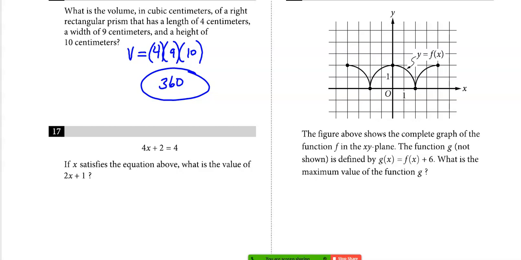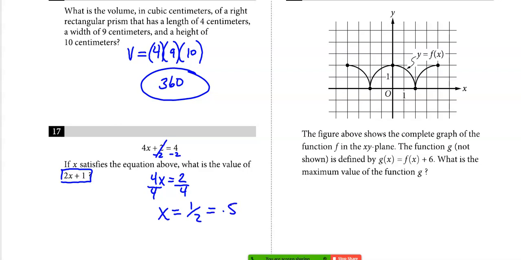If x satisfies the equation above, what is the value of 2x plus 1? So this is like a solve-resolve. Be really careful. We need to solve this equation first. Let's go -2 minus 2. So 4x equals 2. And then divide by 4, divide by 4. I get x equals 1/2, okay, or 0.5.